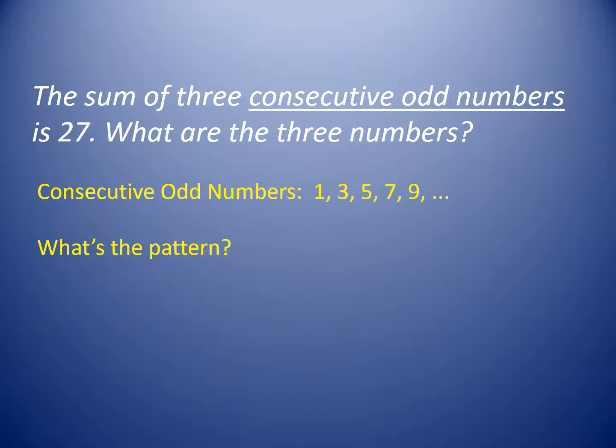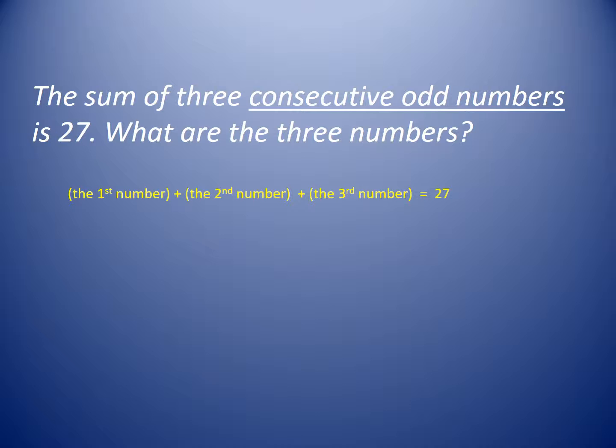So when we had consecutive numbers, each number was 1 greater than the one before. What's the pattern here? You probably figured out that what you have to do is just add 2 to each number this time instead of adding 1 like we did before. So we add 2 to 1 to get 3, we add 2 to 3 to get 5, we add 2 to 5 to get 7, etc.